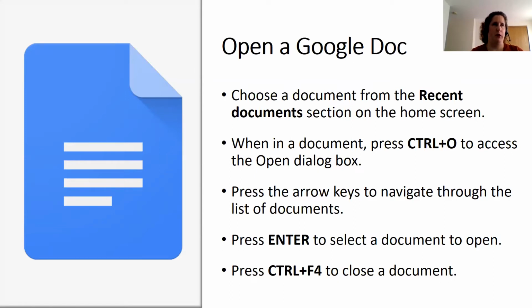And I'm going to go over some keyboard commands for that here in just a second. Just to let you know, you can close a document by pressing Control F4. That closes the document window. And if you have more than one document open, it will close the current document that is in focus and then place you in the other document. And the documents are automatically saved. That's another really neat thing about using Google Docs, is that they're automatically saved. So I'm going to go ahead and share my screen again here.